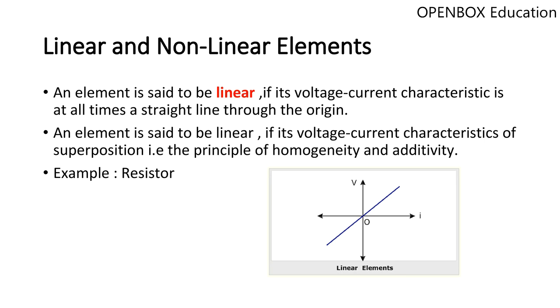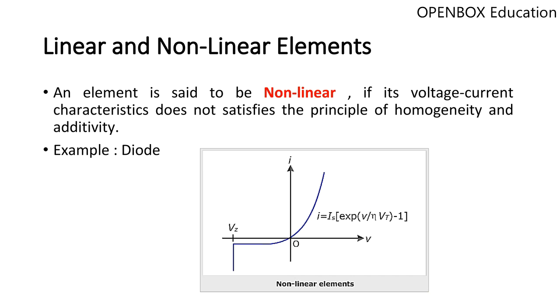Linear elements. An element is said to be linear if its voltage current characteristic is at all times a straight line through the origin. A linear element is one which satisfies the principle of superposition, that is the principle of homogeneity and additivity. For example, the current passing through a resistor is proportional to the voltage applied through it, that is V is proportional to I. Example, resistor. Nonlinear elements. A nonlinear element is one which does not satisfy the principle of superposition, that is the principle of homogeneity and additivity. Example, diode.